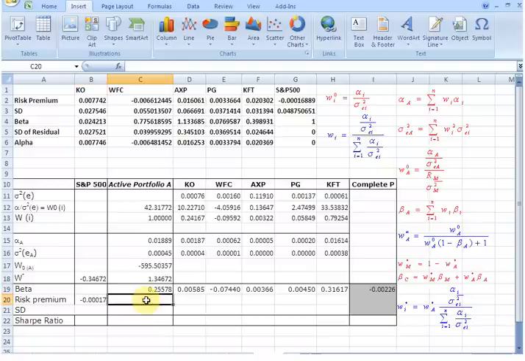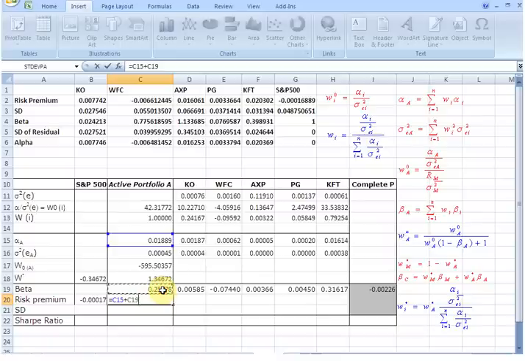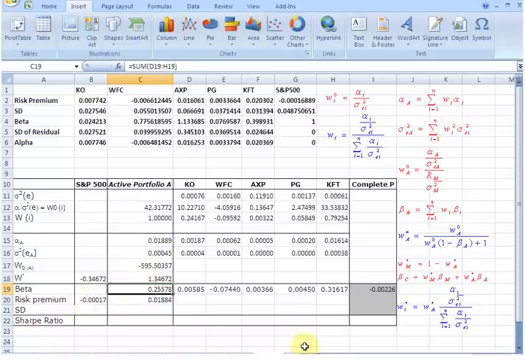Let us now find the risk premium for the active portfolio by using the single index model. What does the single index model tell us? It tells us that the risk premium of any security or any portfolio is simply equal to its alpha. So let us see where is the alpha of the active portfolio. Here is the alpha, and then plus beta of the active portfolio, which is this here, times the risk premium on the market, which is this in this cell here. Hit enter, and we have the risk premium for our active portfolio.